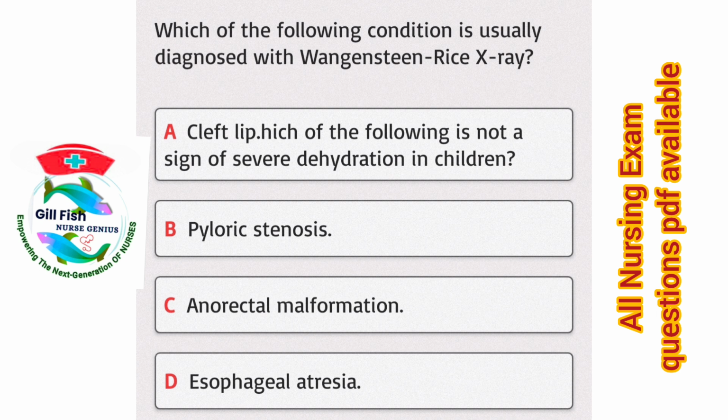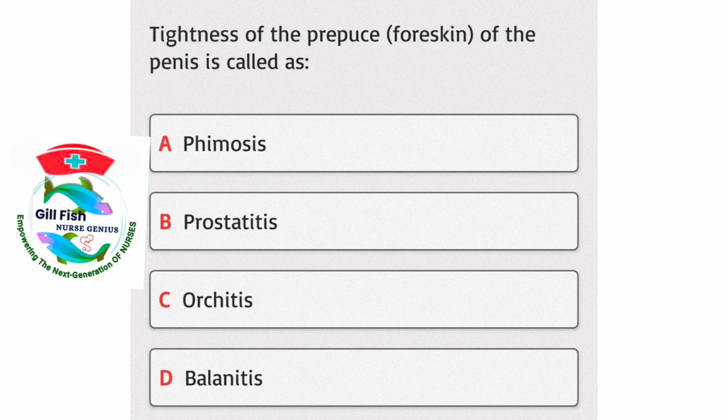Move on to the next question. Tightness of the prepuce, foreskin of the penis, is called? Option A, phimosis. Option B, prostatitis. Option C, orchitis. Option D, phalangitis. It is easy to identify because all the -itis terms mean inflammation, but the question is tightness of the prepuce of the penis. So that is why option A, phimosis will be the correct answer.